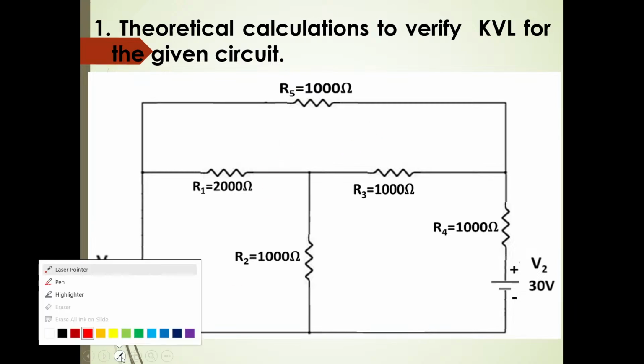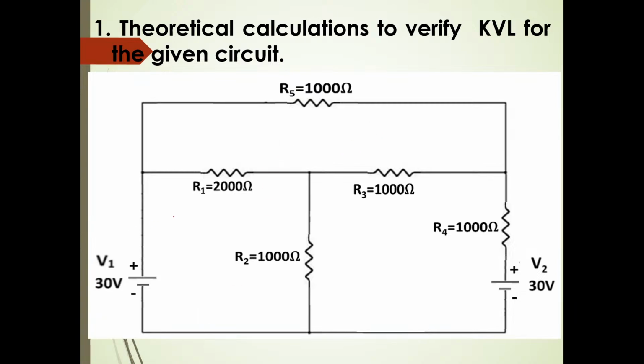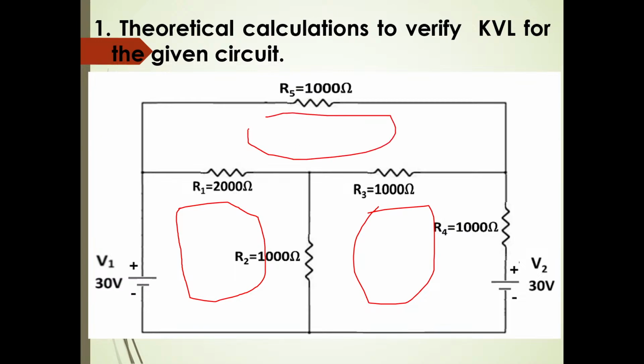You can mention in the chat box whenever I ask anything. So how many meshes are there? This is one mesh, this is another mesh. Total 3 meshes are there in the given circuit.